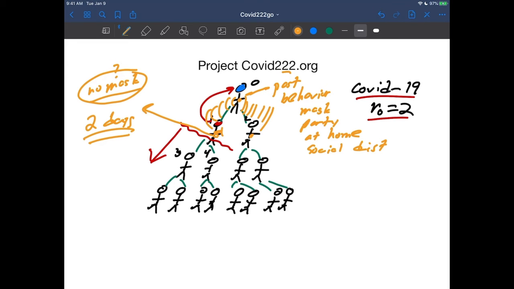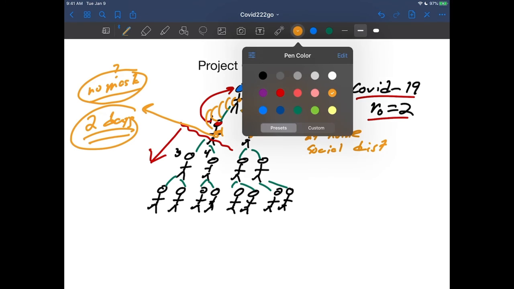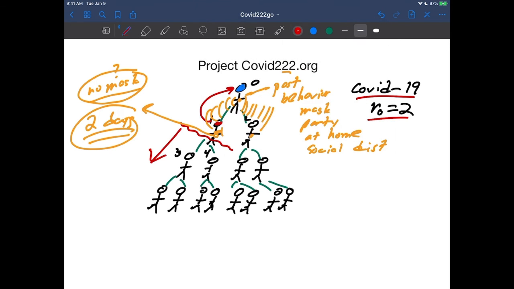Lie low for a couple of days, even if you're inside. Wear a mask and maybe minimize contact with people you live with, or whatever the case may be, to see if any symptoms develop. And if you do something like that, then you might very well be creating this red barrier that we hypothesized would be so helpful in stopping you from infecting all these people downstream here, or at least infecting the 2 that will go on then to infect 2 more themselves.